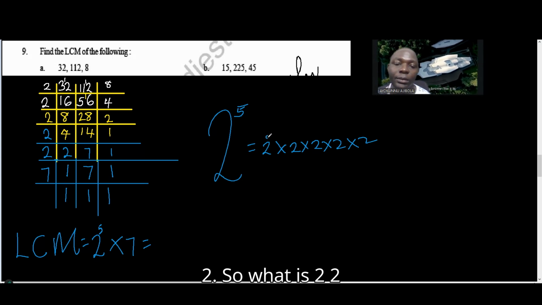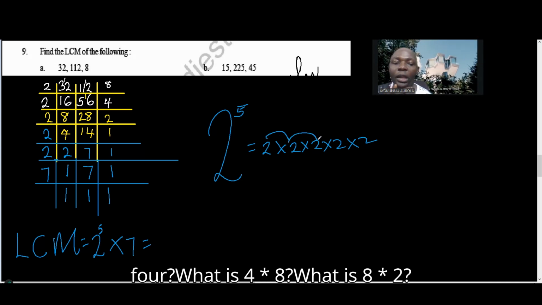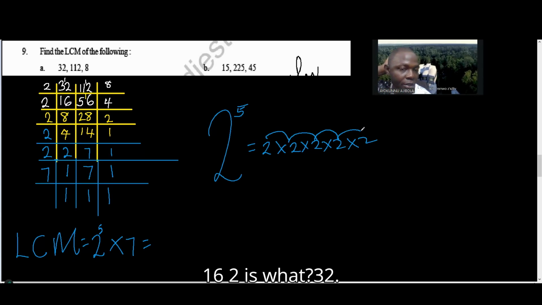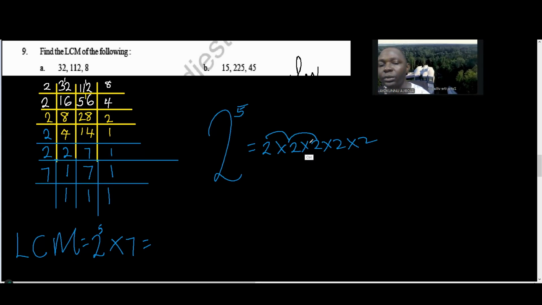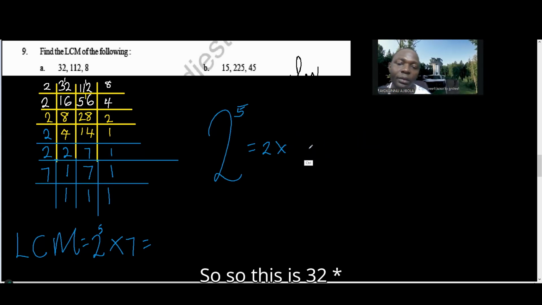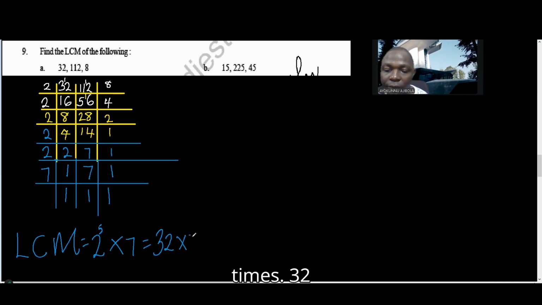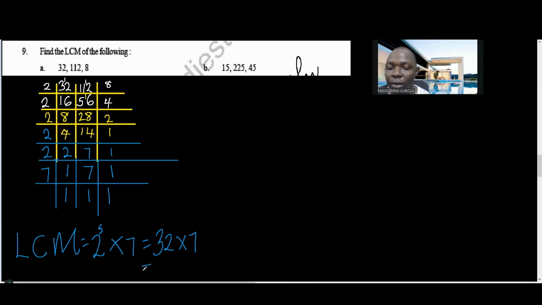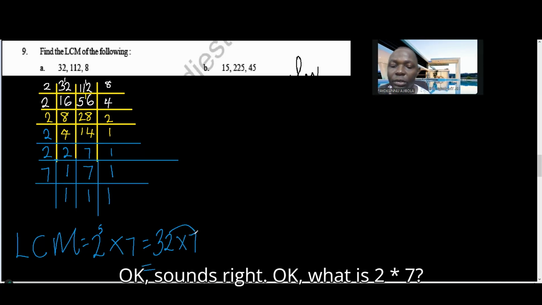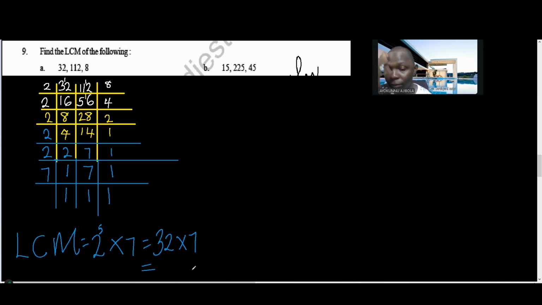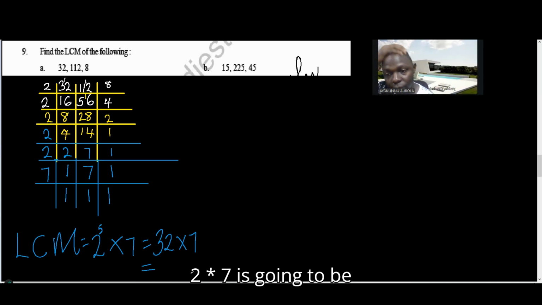So what is 2 times 2? 4. What is 4 times 2? 8. What is 8 times 2? 16. 16 times 2 is what? 32. So our LCM is going to be 32 times 7, okay? What is 2 times 7? 2 times 7 is going to be 14.